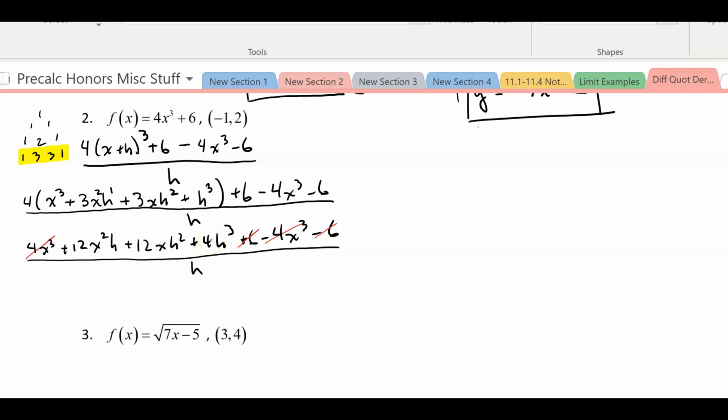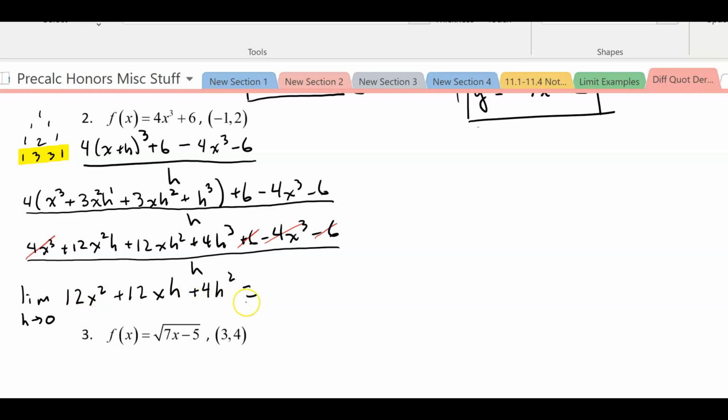Now I'm going to go ahead and find the limit as h approaches 0. All the terms that are left have an h in it, so I'm going to divide that h out. So I'm going to be left with 12x squared. This is h squared and that's h, so that's going to leave us with 12xh. And this is h cubed, so that leaves us with 4h squared.